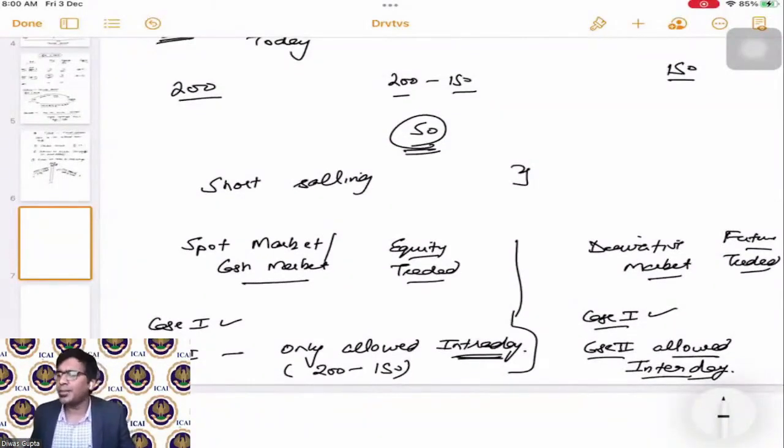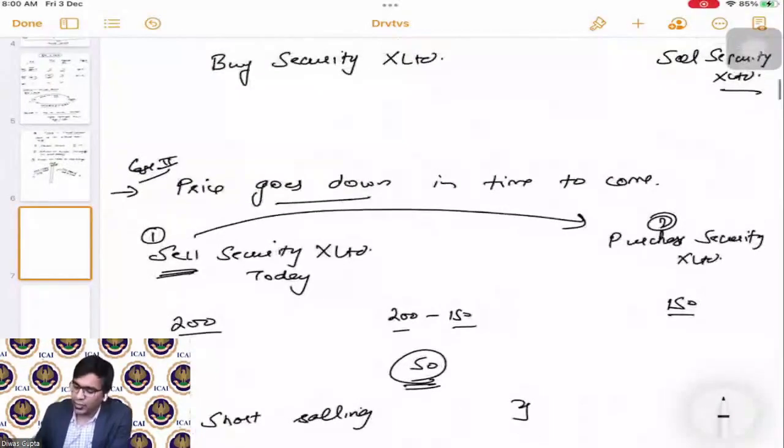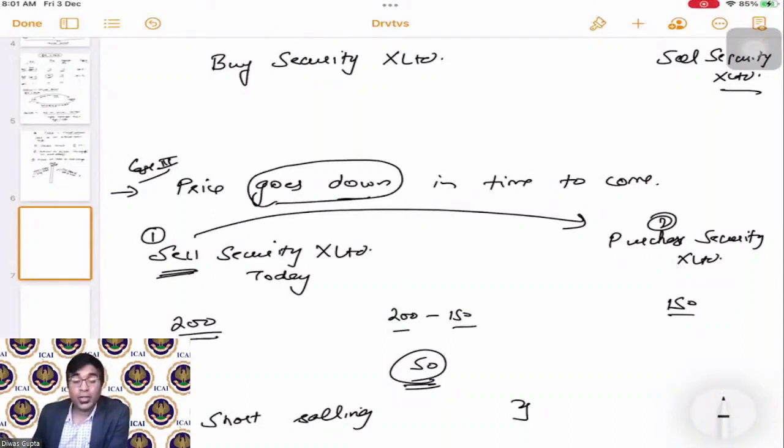Let me first take the question of Namita. Namita is asking, sir, if we are able to sell at 200, this means prices are at 200 level in the market. That's correct. So how are we able to purchase at 150? Okay, Namita, this is what I was trying to build in case 2: you have information that price will go down in the time to come. Currently it is at 200, but after 1 day, 2 days, 3 days, or after some point of time, the price will go down to 150.